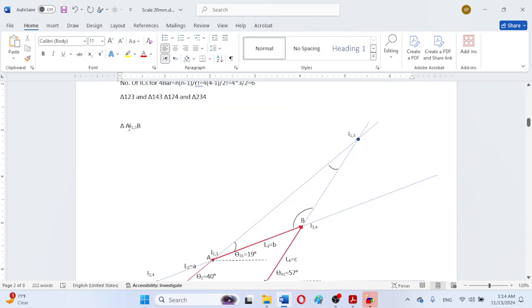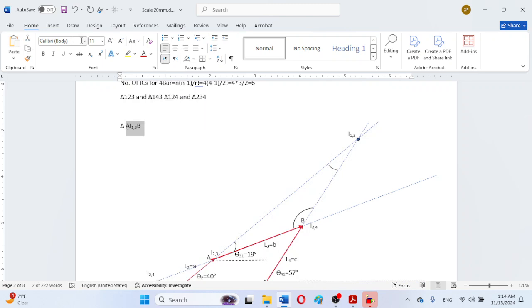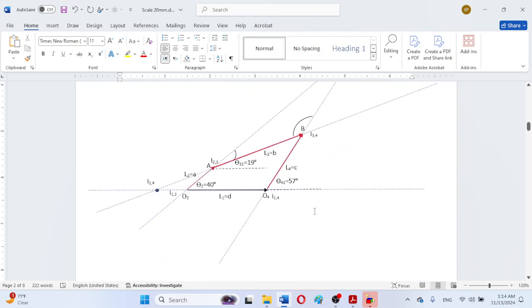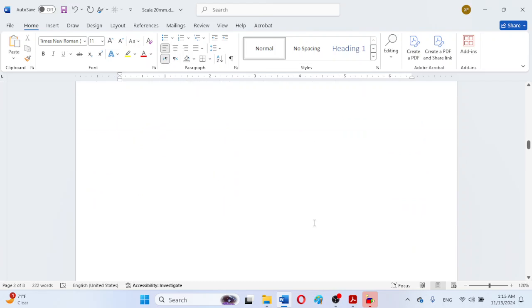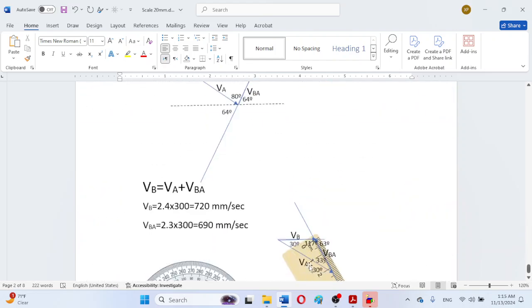Here, so the triangle A, I1,3 and B. In this triangle the angles will be measured, for example graphically, so that those angles can be measured here.